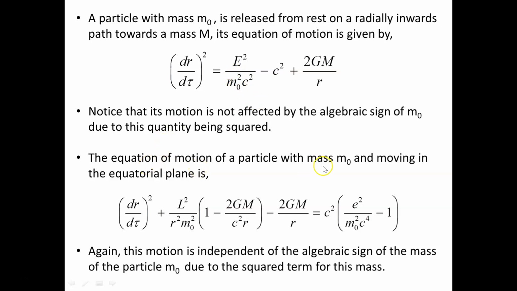Now, for the equation of motion of a particle with mass m0 moving in the equatorial plane in the Schwarzschild geometry, again in a separate video, we found this result here. But again, the mass of this particle is squared, so whether it's positive or negative, it doesn't make a difference. Now, this motion is independent of the algebraic sign of the mass of the particle due to these squared terms here.